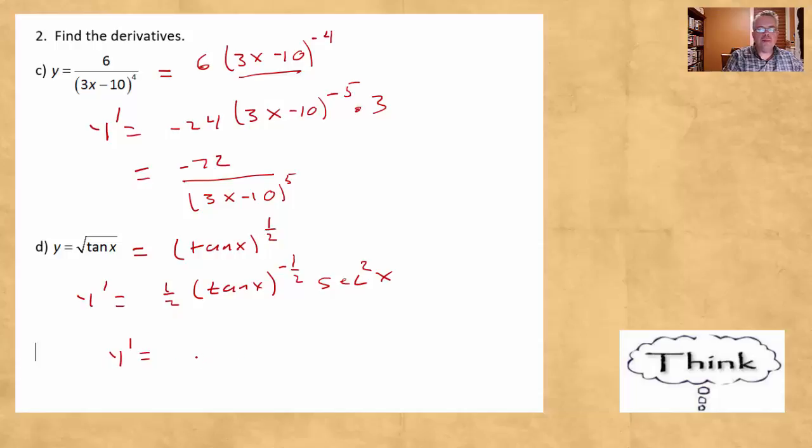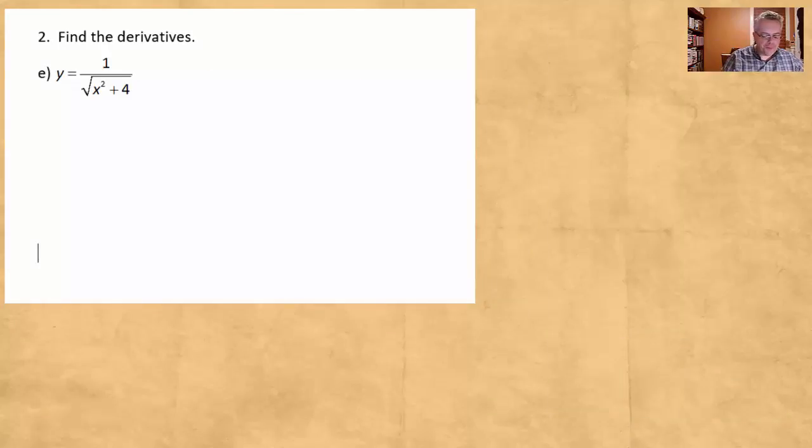So we have y prime equals secant squared, and in the denominator we have 2. Like I said, if I move this to the denominator, it would be tangent x to the 1/2 power, but I'm going to write that as square root of tangent x. There we have it. There's the derivative. Okay, let's try this one.